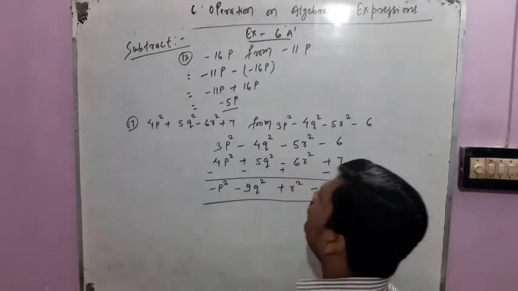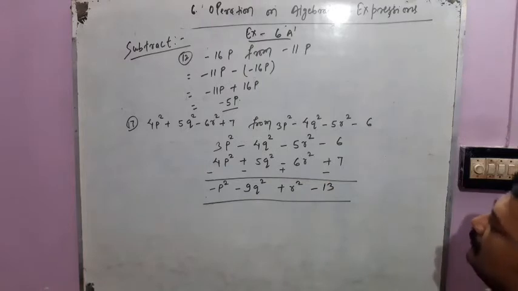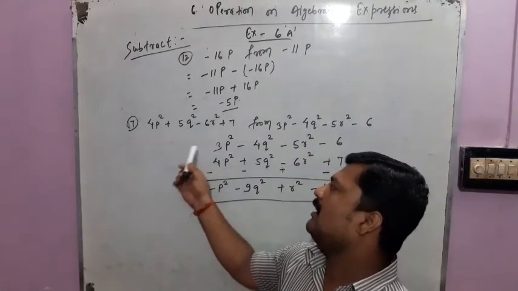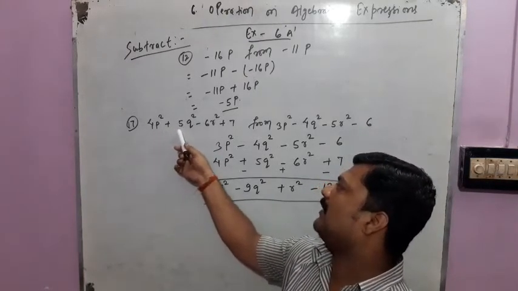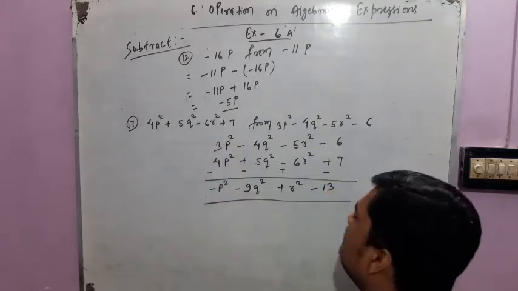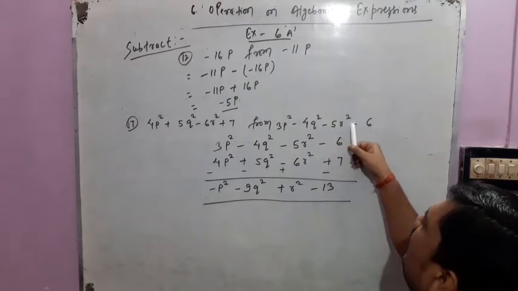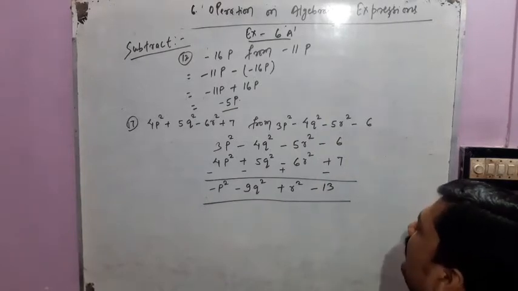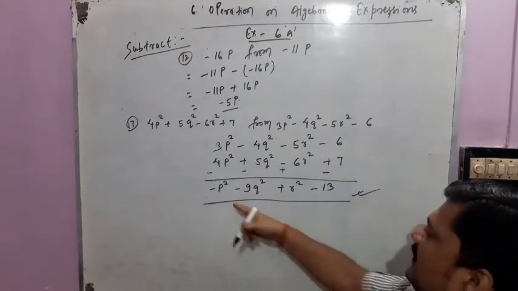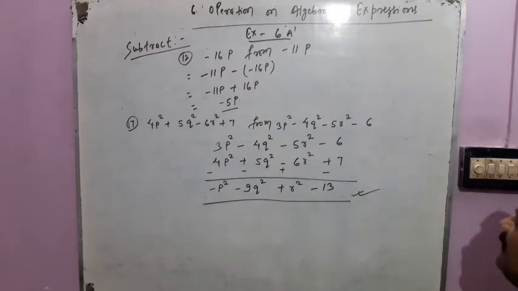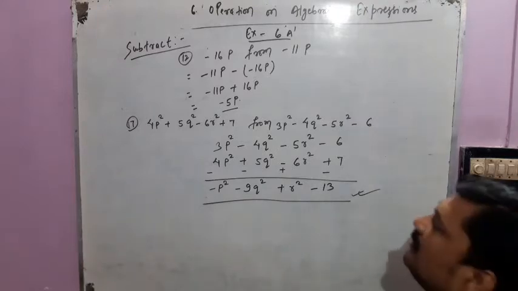So this is the difference, or the result of subtraction, when 4p square plus 5q square minus 6r square plus 7 is subtracted from 3p square minus 4q square minus 5r square minus 6. The result is minus p square minus 9q square plus r square minus 13. Now we are going to solve the next question.